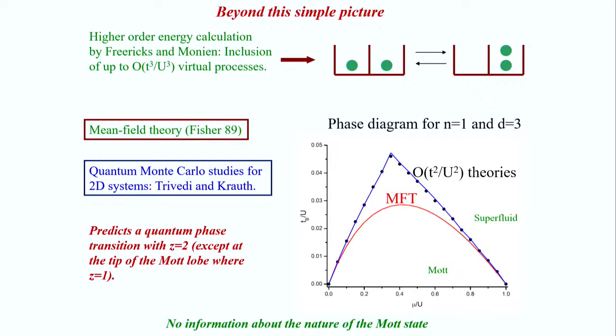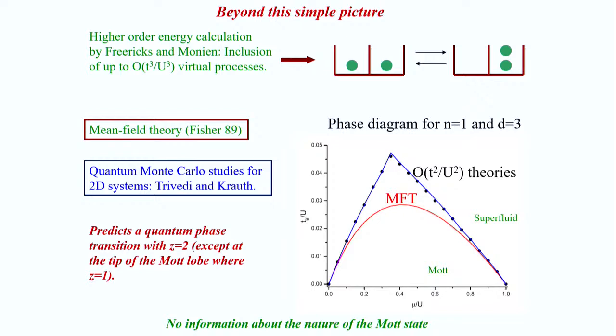And there are many ways to go beyond this simple picture. So people have done higher order energy calculation that's due to Friedrichs-Monnian. There is this mean field theory, which was from Fisher in '89, and then TVR and others worked on this. And then there is, of course, quantum Monte Carlo, because this is a bosonic problem and it has no sign problem. So Nandini Trivedi and Kroth worked on this in the 90s, and there are many studies after that.